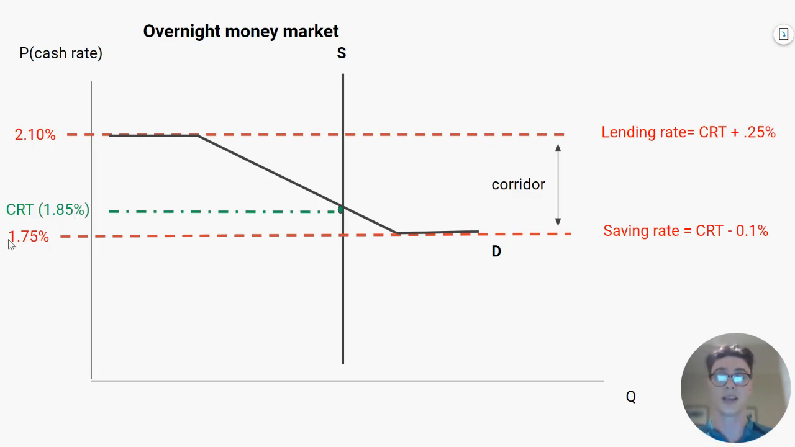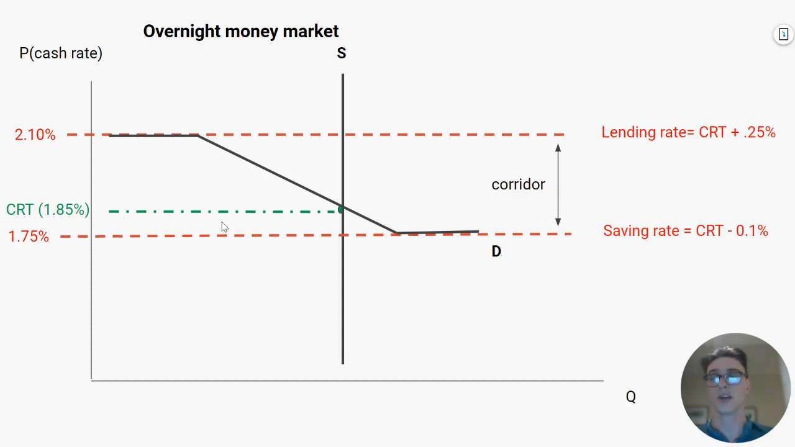So this line here, this 1.75, is the floor, technically known as the savings rate. That's the rate you receive from the RBA if you leave your ES balance in your ES account at the RBA. This is always going to be the cash rate target minus 0.1%, or 10 basis points. Now, again, this is important. This is the floor because if you can deposit your money at the RBA for this rate, why would you lend it to anyone else at a lower rate? Well, you wouldn't. So this becomes the floor. No transaction will take place outside this corridor.